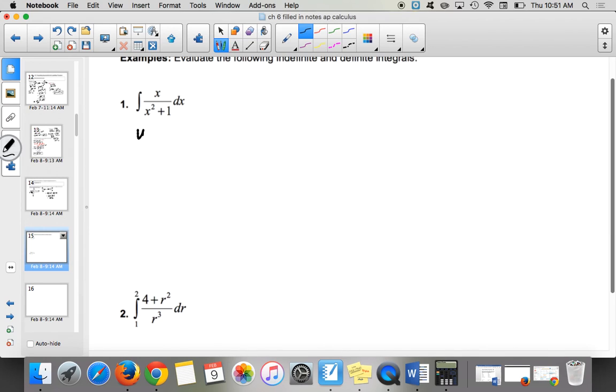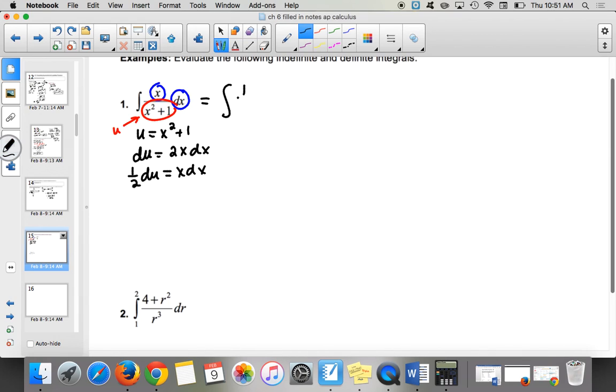Okay, so we're going to let u be x squared plus 1. Now look, when we do du, it's good because we're getting that x dx somewhere. So my 1/2 du is x dx. So that's this part and this part. And then the x squared plus 1 was our u, right? So when we do this, we get the integral of 1 over u du, and we gain that 1/2 from our derivative, right? 1/2 du replaces the x dx.